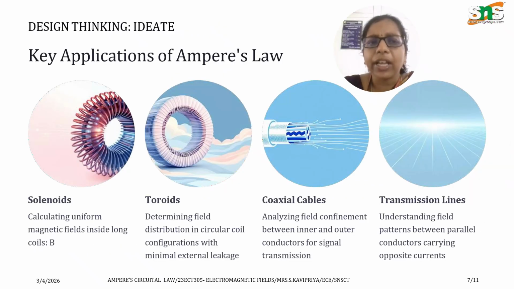So what are the applications of Ampere's law? It is used in solenoids for calculating the uniform magnetic field, in toroids for determining the field distribution, in coaxial cables for analyzing the field confinement between the inner and outer conductor for signal transmission, and in transmission lines for understanding the field patterns between the conductors.